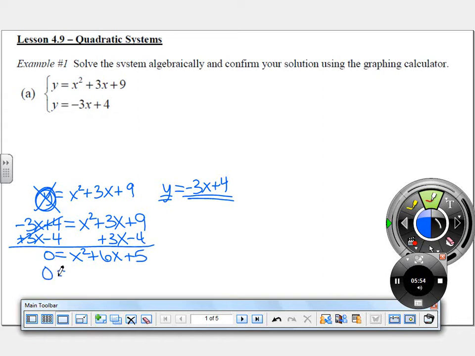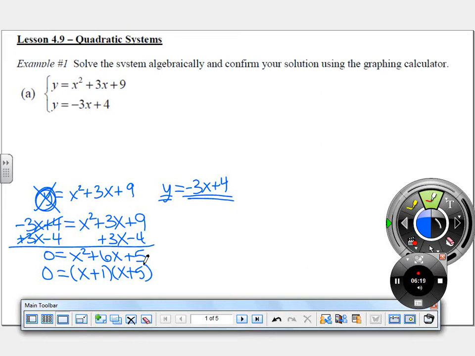Is it factorable? Did our plan work? Yes. If you do negative b over 2a, you're finding the vertex. Yeah. And we're looking for the solution. So we're looking for x-intercepts. X plus 1 times x plus 5. So it factors nicely.